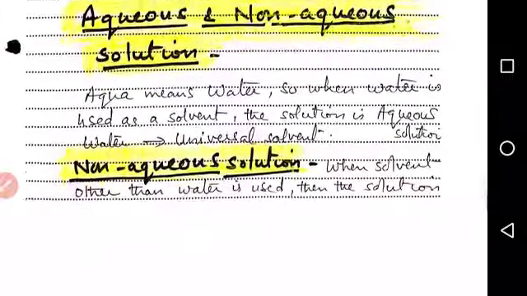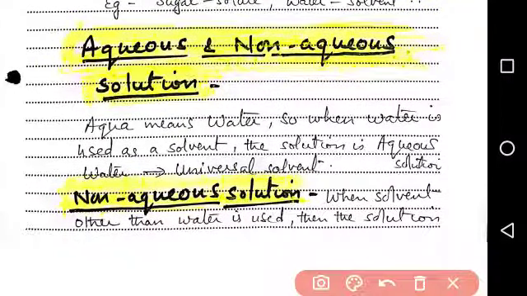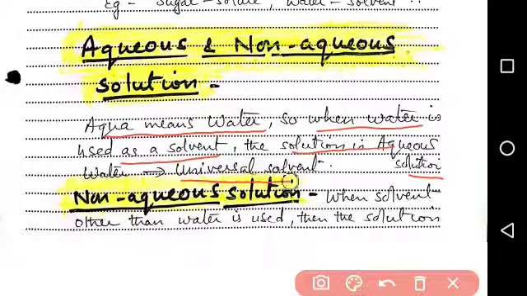Our next topic is aqueous and non-aqueous solution. Aqua solutions. Aqua means water. So when water is used as a solvent, means when anything is dissolved in water, the solution is said to be an aqueous solution. So there are many aqueous solutions like sugar water solution, salt water solution, copper sulfate solution, KMnO4 solution, HCl, because water can dissolve many of the solutes. So water is called the universal solvent.